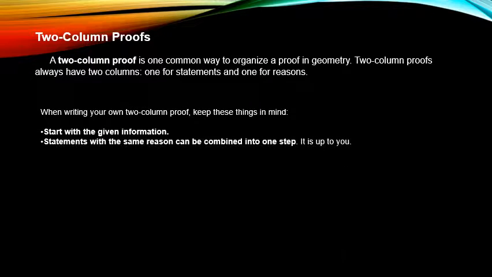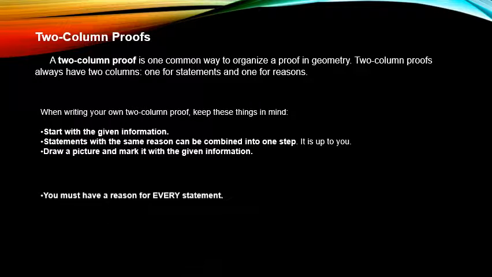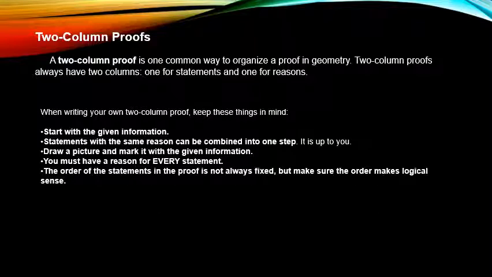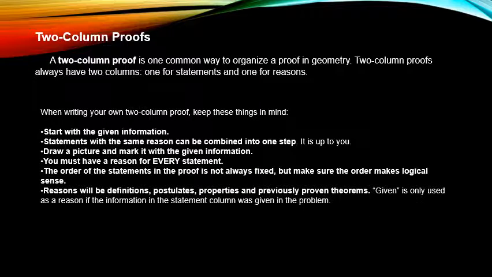When writing a two-column proof, we have to keep things in mind. The first one starts with the given information. Then statements with the same reason can be combined in one step, it's up to you. Then draw a picture and mark it with the given information. You must have a reason for every statement. The order of the statements in the proof is not always fixed, but make sure the order makes logical sense.